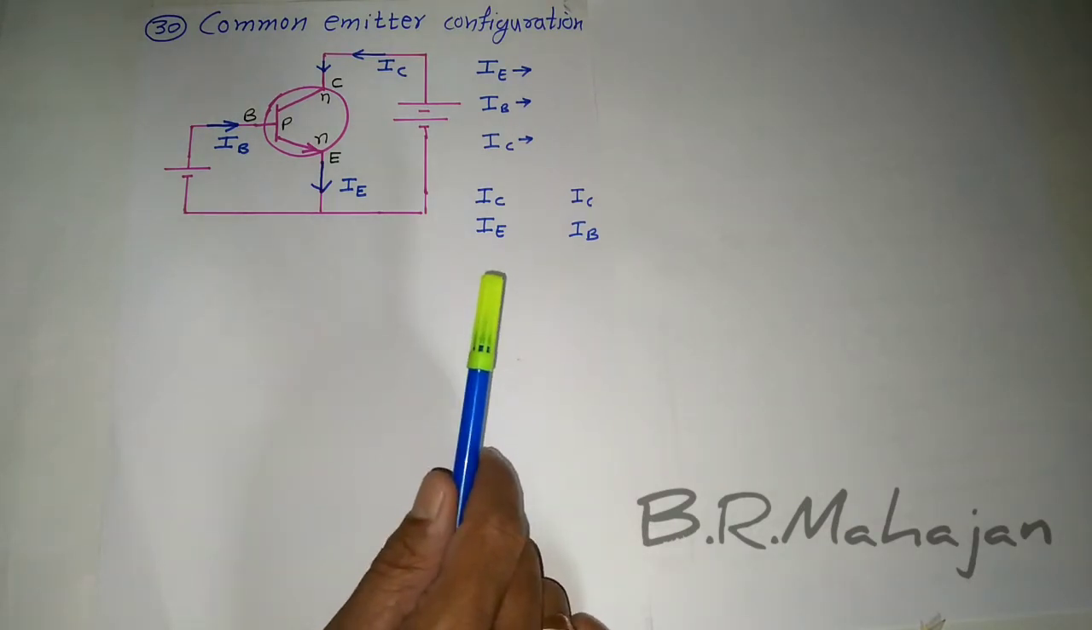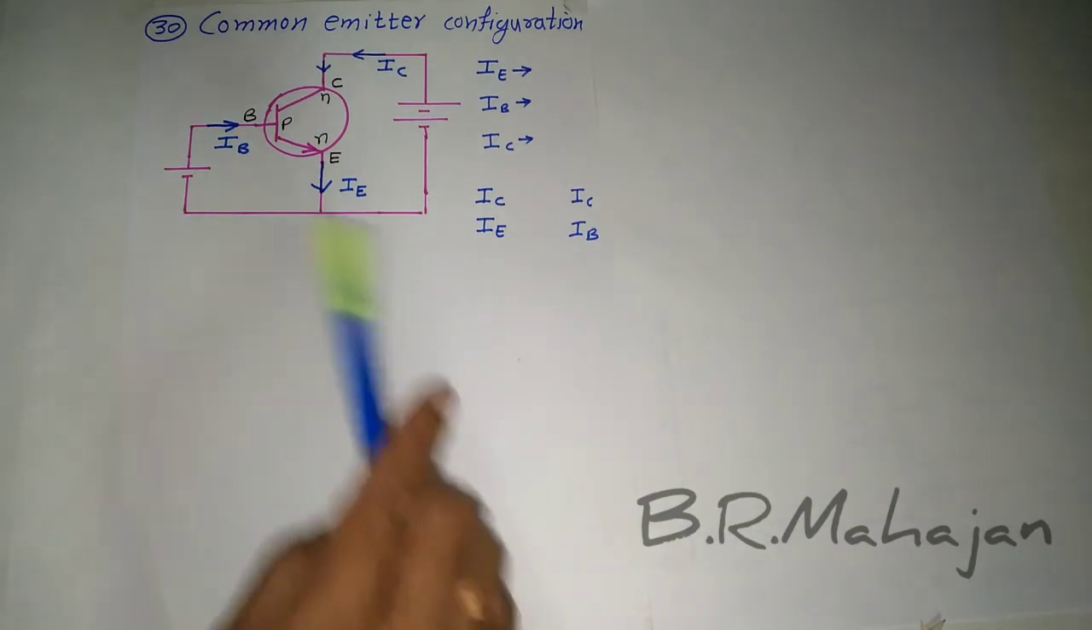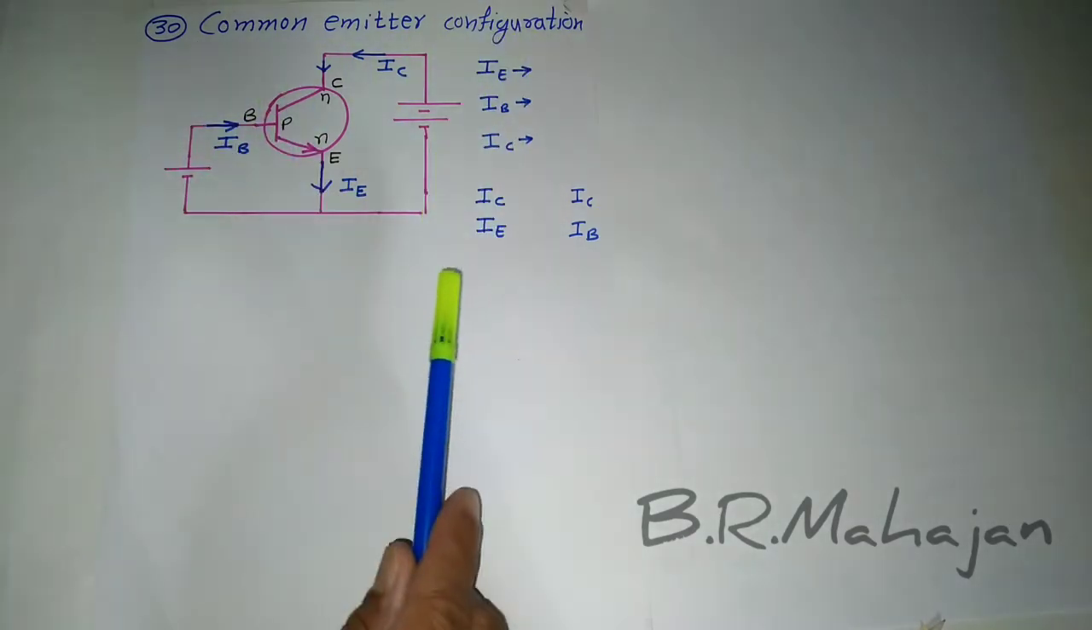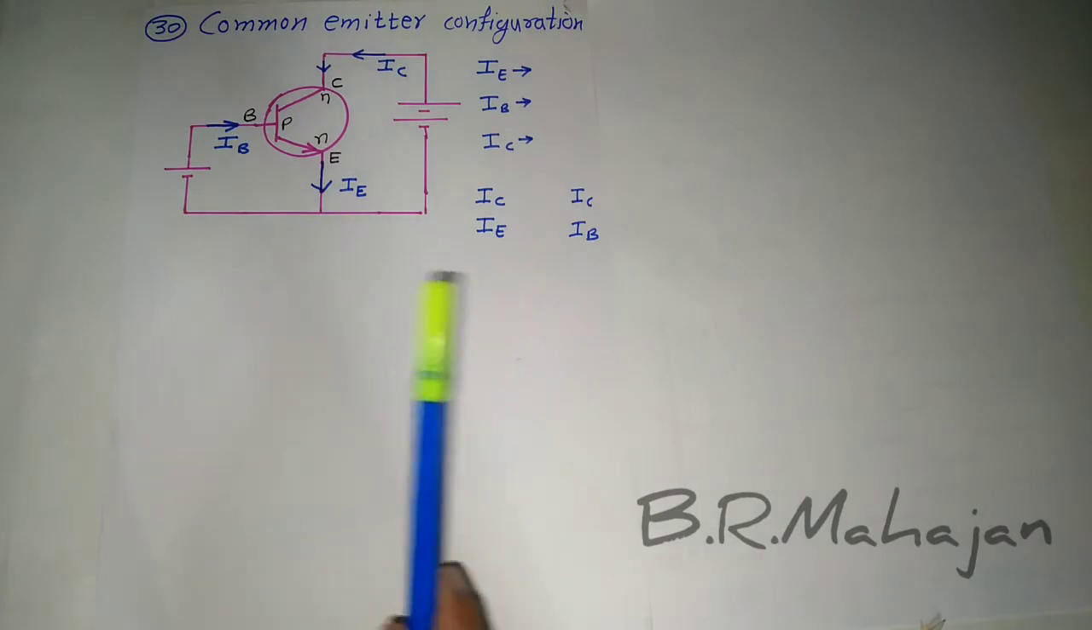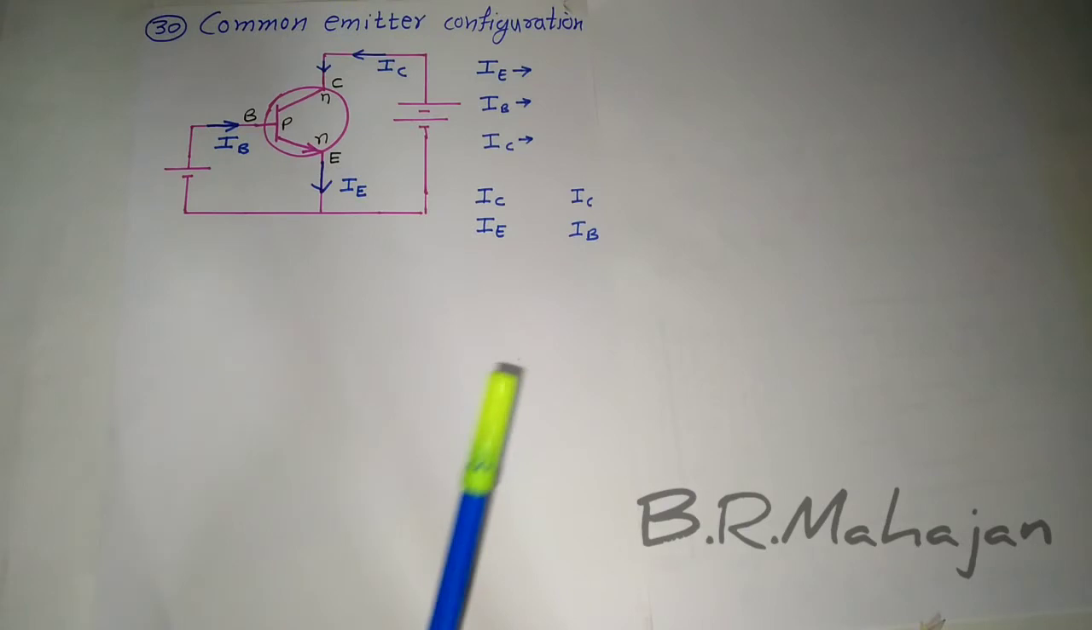We are going through JEE Mains 2016 and the problem is based on common emitter configurations, and the requirement is the relation between alpha and beta. So as to understand that, you must know the basic concept.